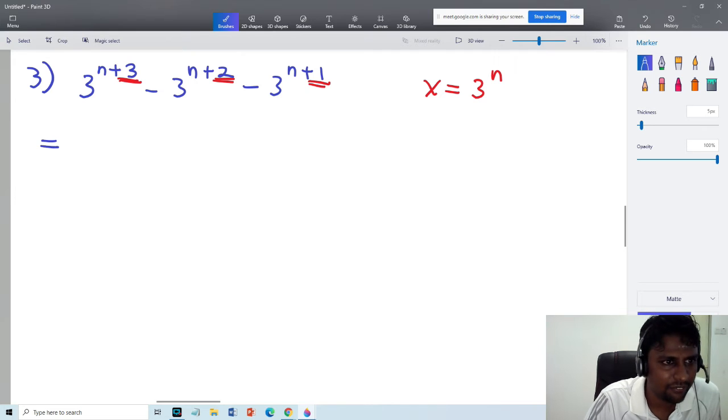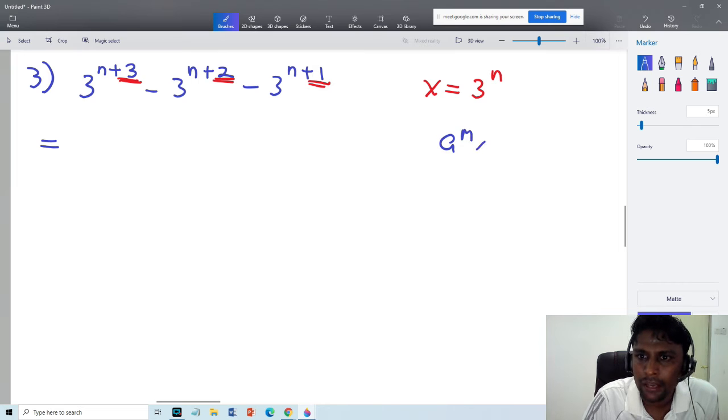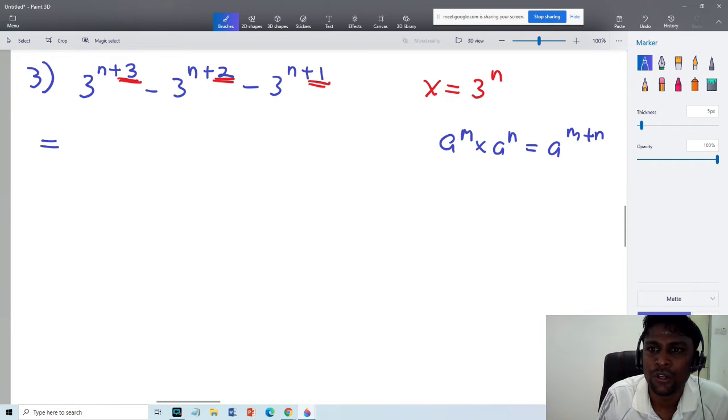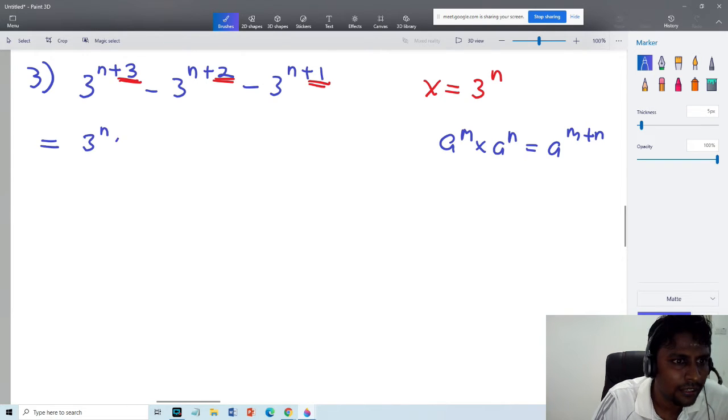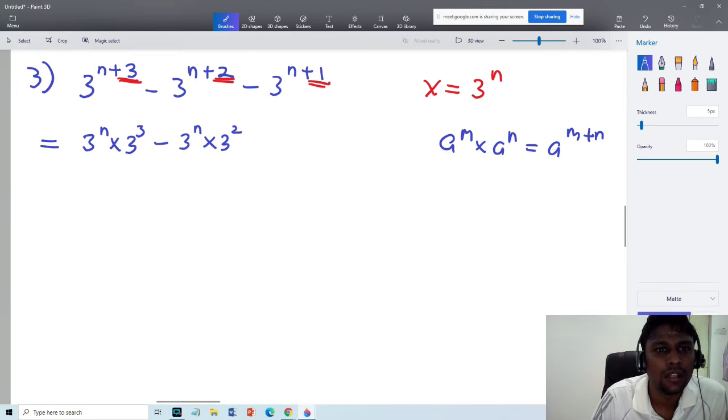Okay, what do we get? Again, what formula? I'll use this formula: a^m times a^n must be equal to a^(m+n). So we break into 2, m plus n. Okay, I'll get 3^n times 3^3 minus 3^n times 3^2 minus 3^n times 3^1.